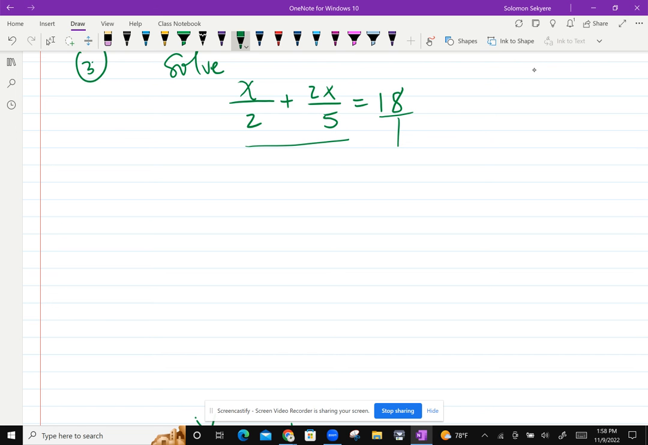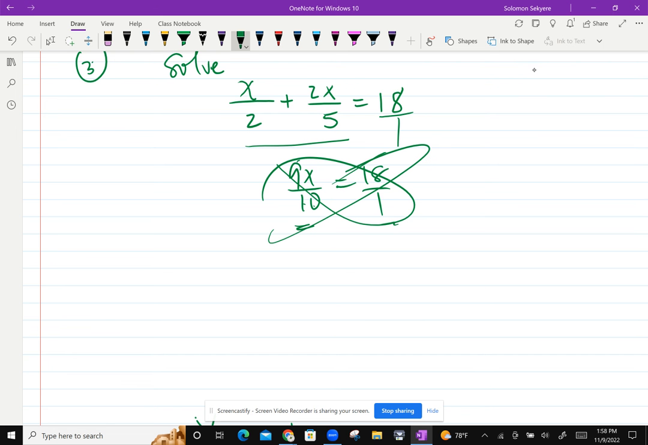We combine it by using the LCM, and what do we get? This is what we ended up with, 9x over 10. This is equal to 18 over 1. How do we solve this? Whenever you have one term on the left, one term on the right, you can cross multiply. 9x times 1 is equal to 10 times 18. 9x times 1 is 9x, 10 times 18.